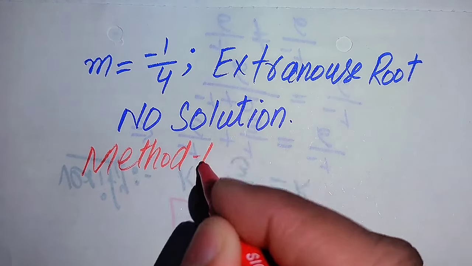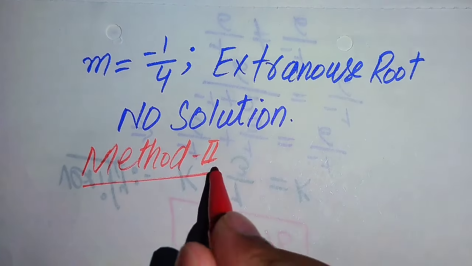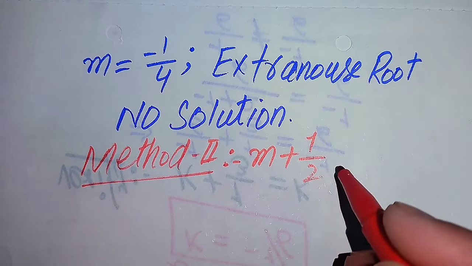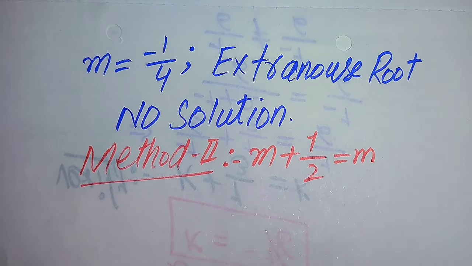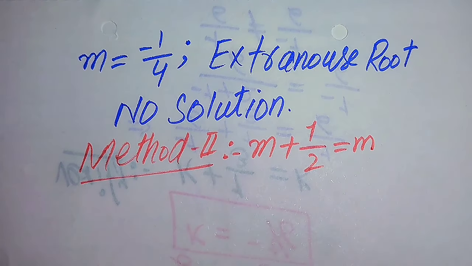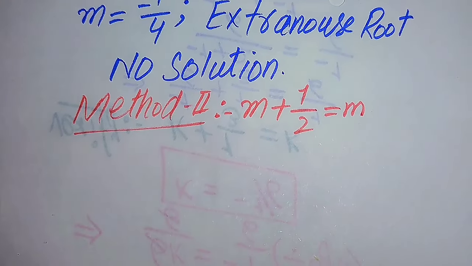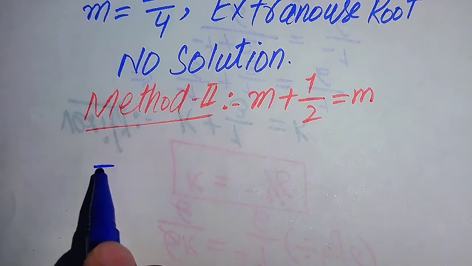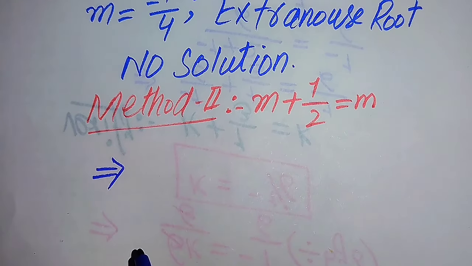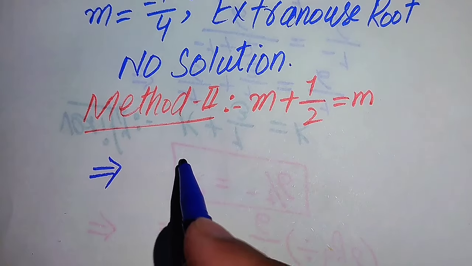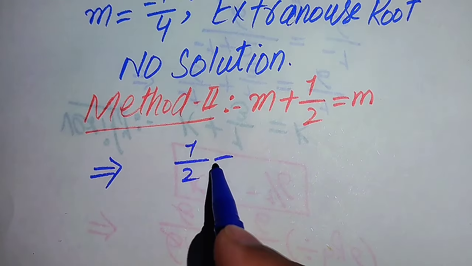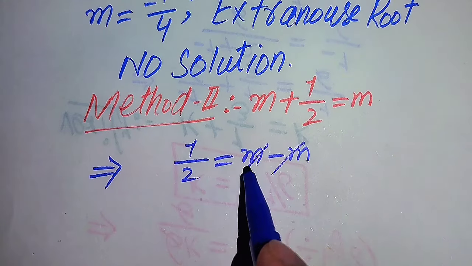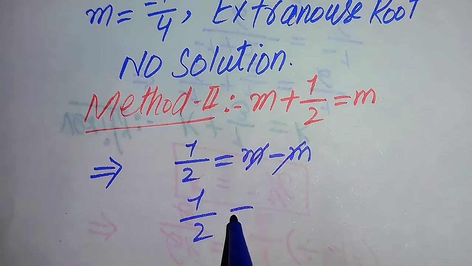In the second method, first we need to copy down the given question statement, which is m plus 1 over 2 is equal to m. Our second method is a very straightforward method, and here we directly move toward the solution of this problem. So here we move this m to the right hand side, and it becomes 1 over 2 is equal to m minus m.